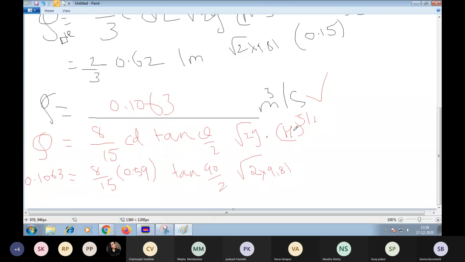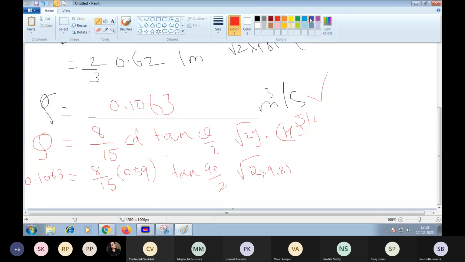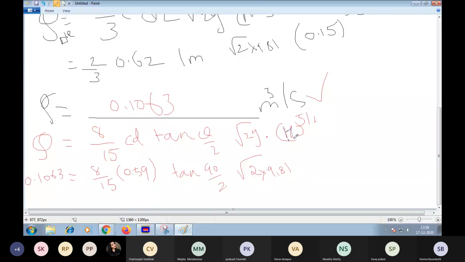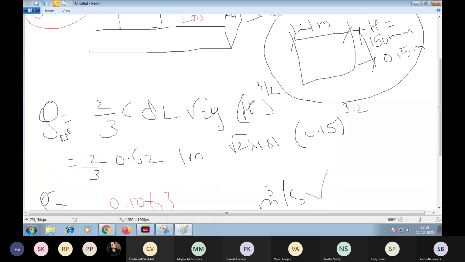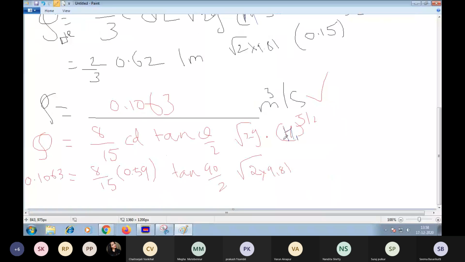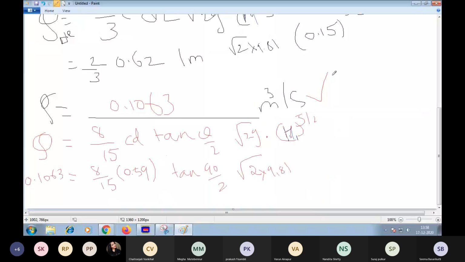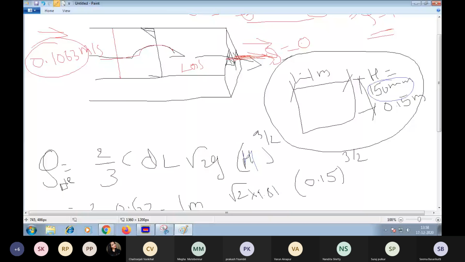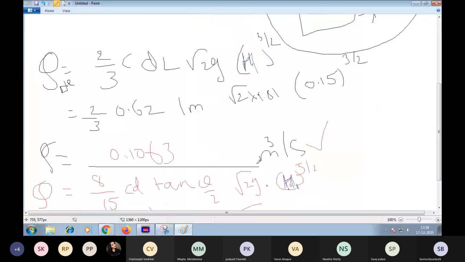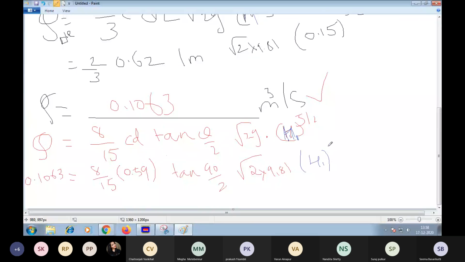and I'm going to take this as h1. Here also there is h, and if you take this as h, the same designation, there may be chances of confusion. So h1 is nothing but the head over the triangular notch, and h is nothing but the head over the rectangular notch. So h1, keep it as it is. Now calculate this value and tell me the answer.